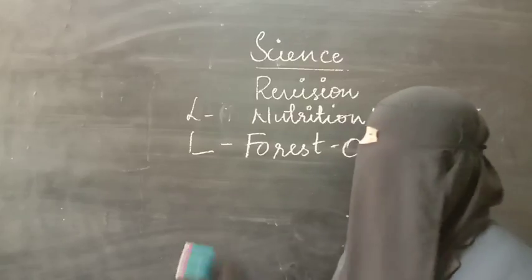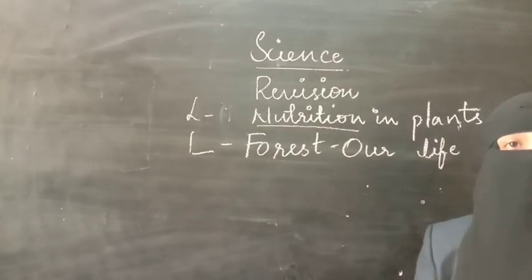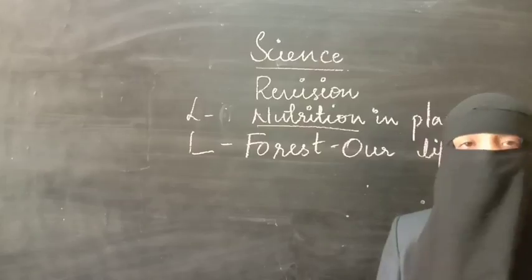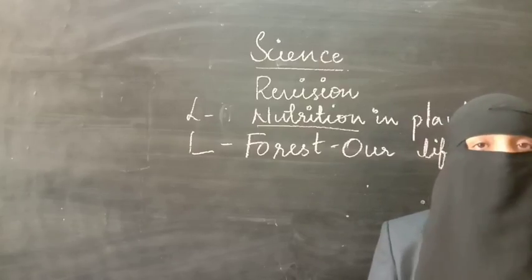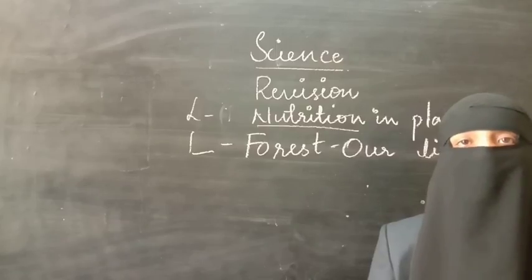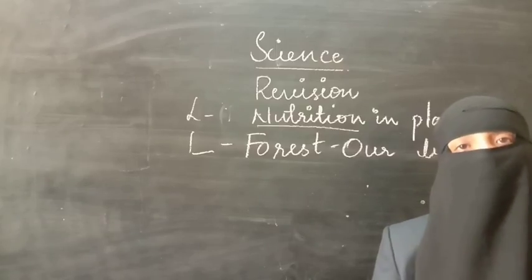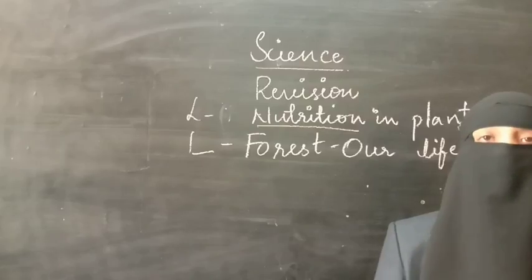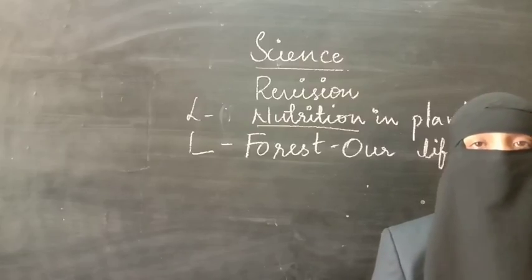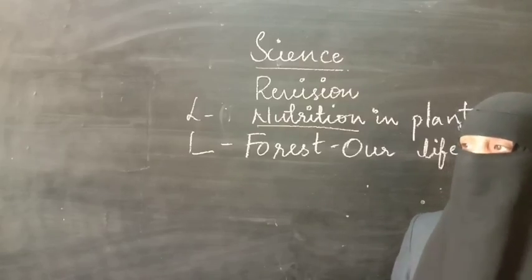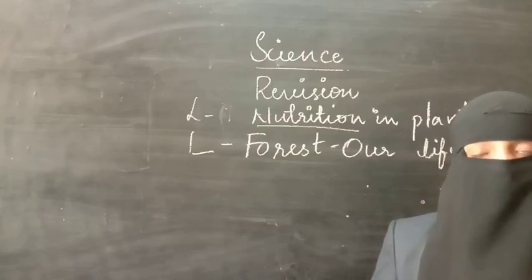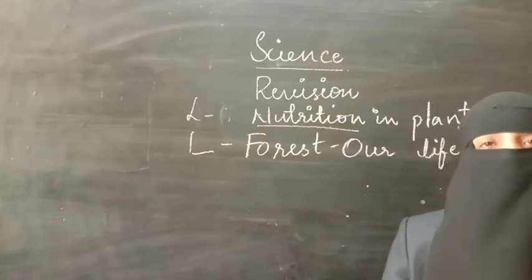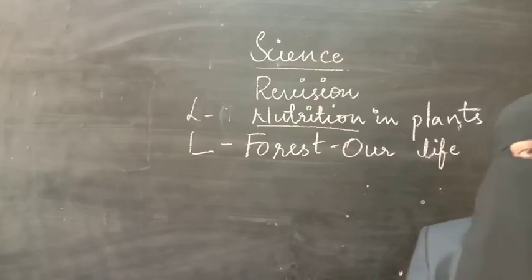In this lesson, Nutrition in Plants, you have learnt about what autotrophs are. The plants which can prepare their own food are called autotrophs. Or I can say the plants which can perform photosynthesis are called autotrophs. These autotrophs prepare their own food by utilizing sunlight or light, and many other factors are required for performing photosynthesis.